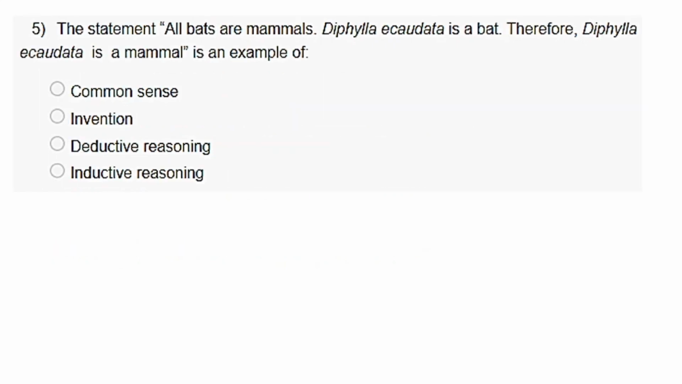So the next question is, the statement: all bats are mammals. Diphylla ecaudata is a bat, I guess it's a scientific name. Therefore, this is a mammal. Is an example of... anybody? Try.